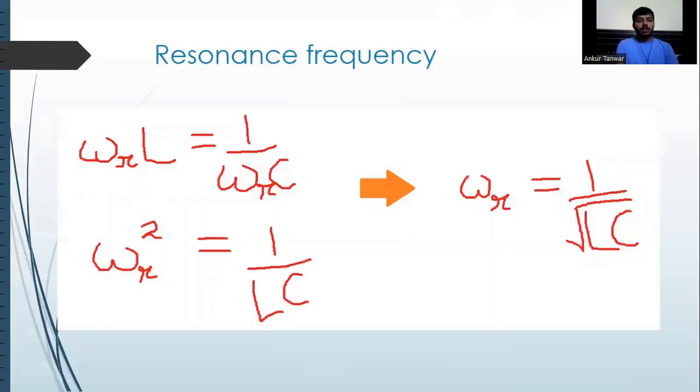Here we make the imaginary part of the impedance equal to zero. Then XL is equal to XC, which means we equate the inductive reactance to the capacitive reactance. Then we get the formula omega R is equal to 1 by root LC.